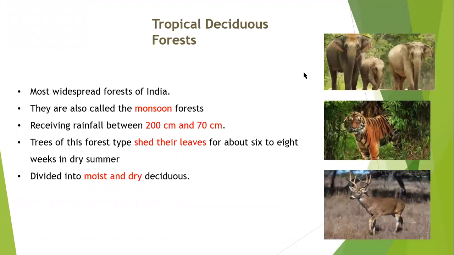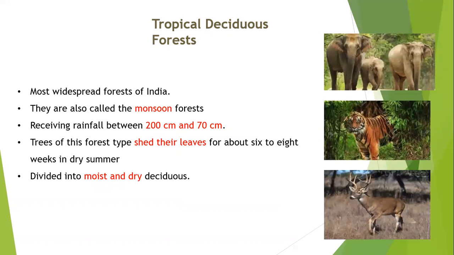Next is the tropical deciduous forest or monsoon forest. So these are also known as monsoon forests. They are found over large parts of India where the annual rainfall is between 200 and 700 centimeters. The trees of these forests shed their leaves for about 6 to 8 weeks in a year during the summer season. These forests are divided into moist and dry deciduous forest due to the availability of water.